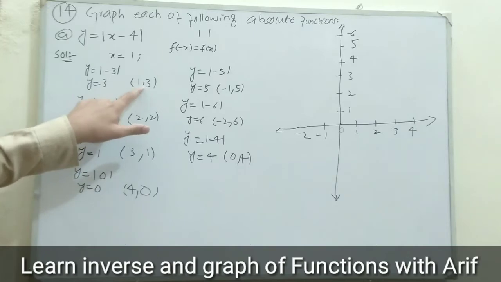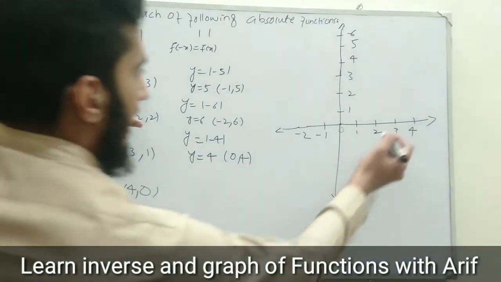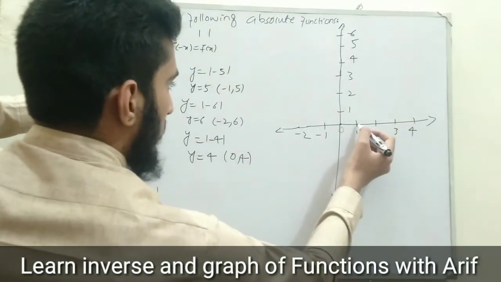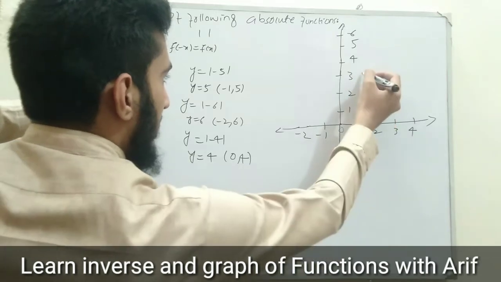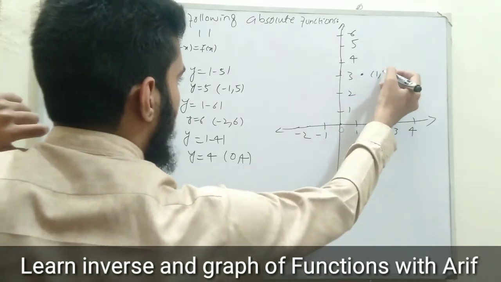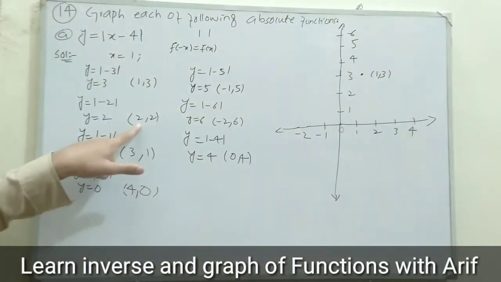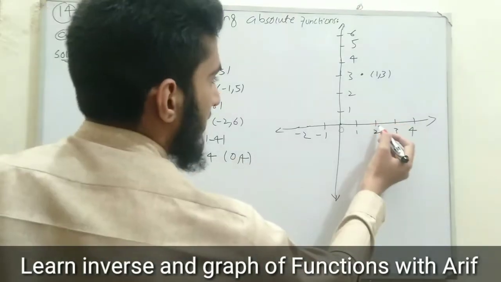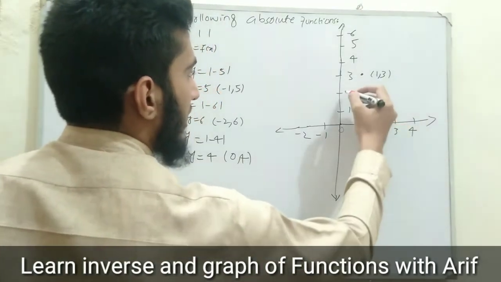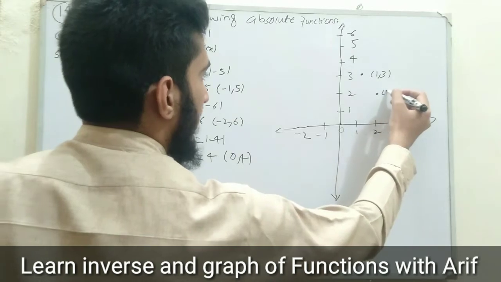Now at x is equal to 1 we have y is equal to 3. Let's suppose this is x is equal to 1, so we have y is equal to 3. So this is the point (1, 3). After this, at x is equal to 2, y is also 2. So the point will be over here.